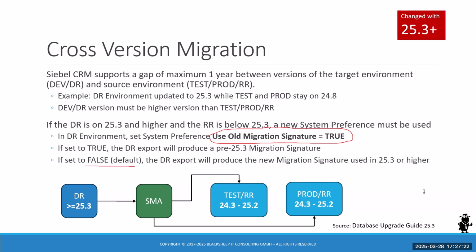It clearly says also that it reinstates that 1 year gap that is the maximum supported, which was there for a while. That's still in place, Brian, right? So basically the oldest Siebel that you can combine with 25.3 DR is 24.3. In production, right, the RR environment.